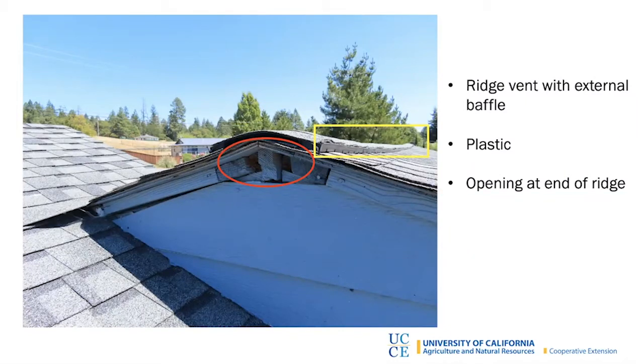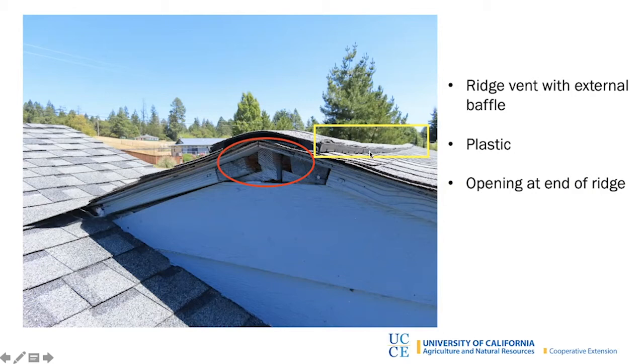There are two things going on here. There's the yellow square. This home has a ridge vent. This is a vent that's at the ridge of the roof. You see here, this vent is plastic, and that's the disadvantage of this particular kind of ridge vent. But you can also see it has this lip that is outboard of the vent.